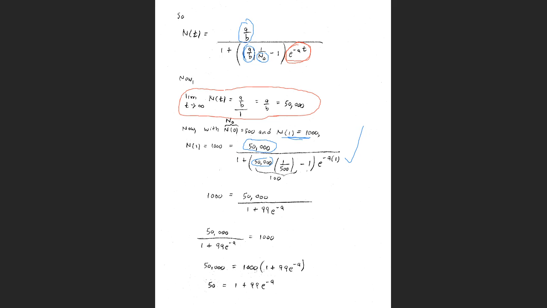Okay, so now if we're good here, the right-hand side is going to be 50,000 over 1 plus 99 times e to the negative a. And now it's just a matter of solving for a, because that's the only piece that we need to figure out. And so, this is just simple math here.